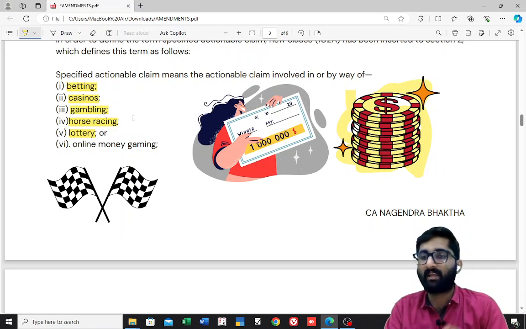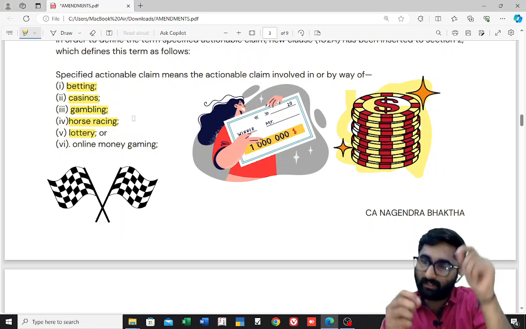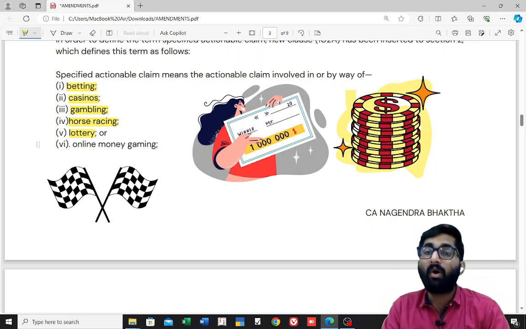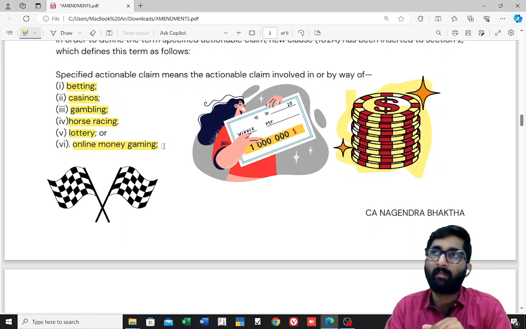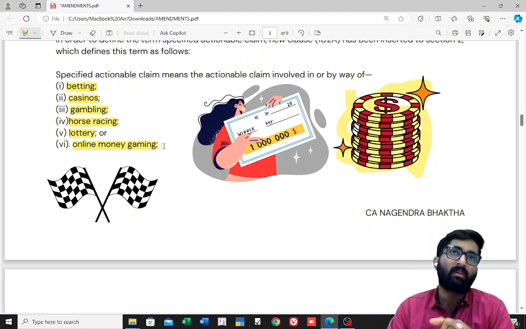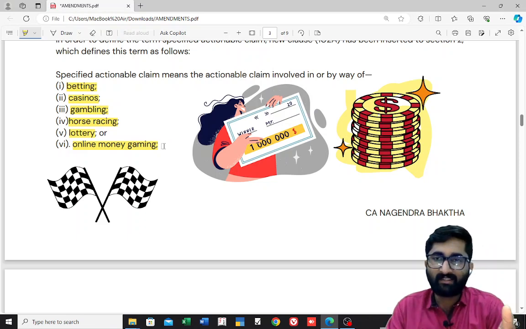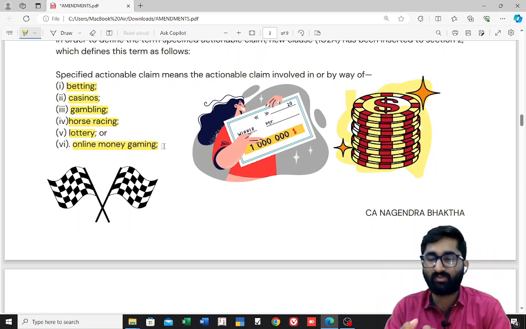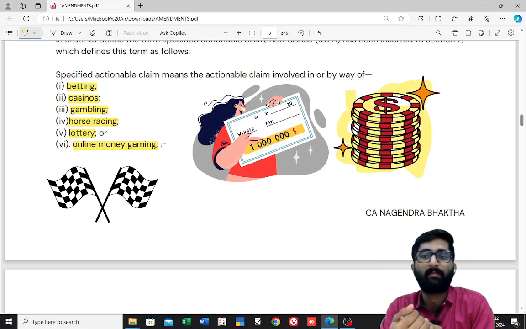Horse racing, if you put some money and bet on horse racing, that is also included. And online money gaming, for example, rummycircle.com or Junglee Rummy, or Dream11, where you make a team. So these are online money gaming. You have to put money and there will be gaming.